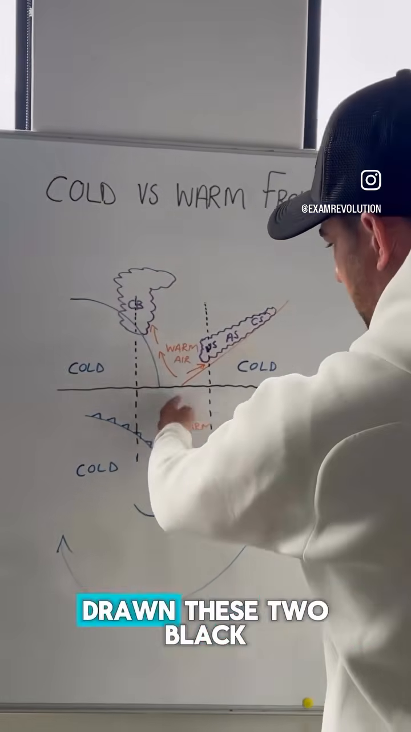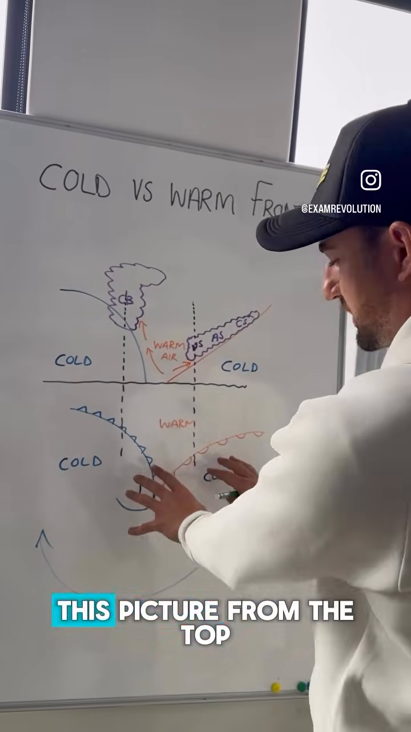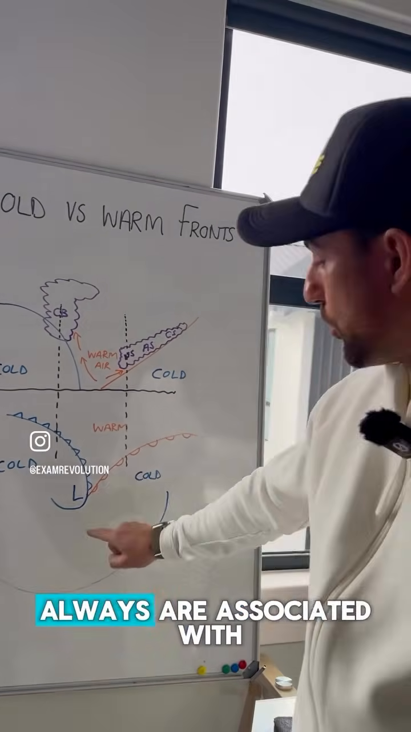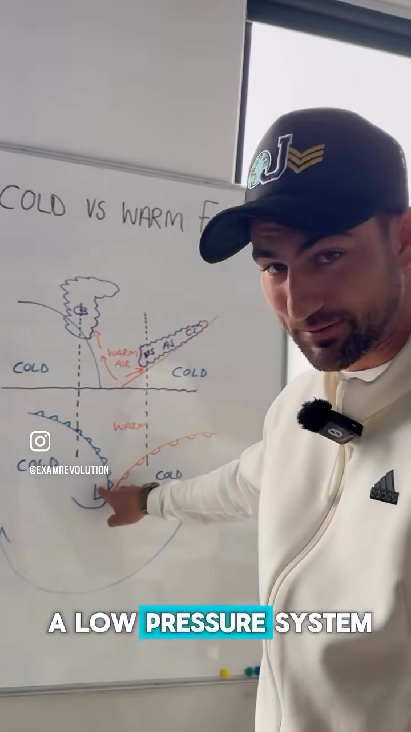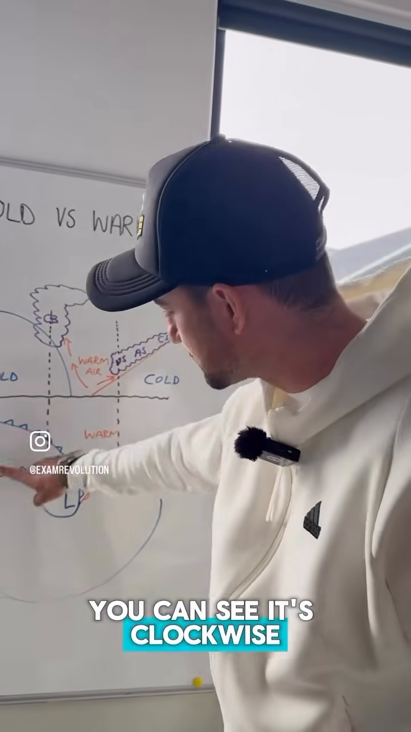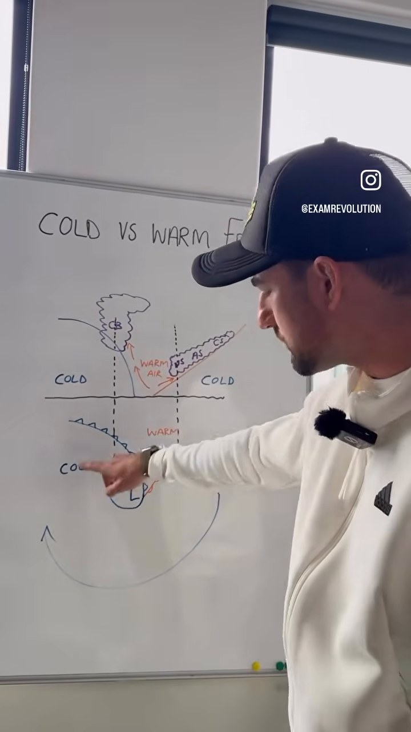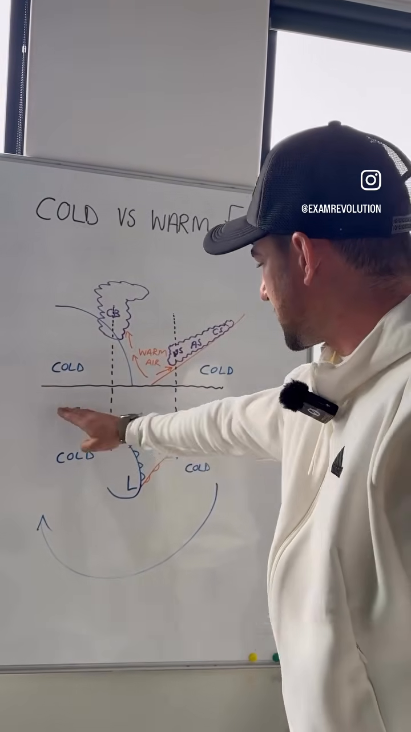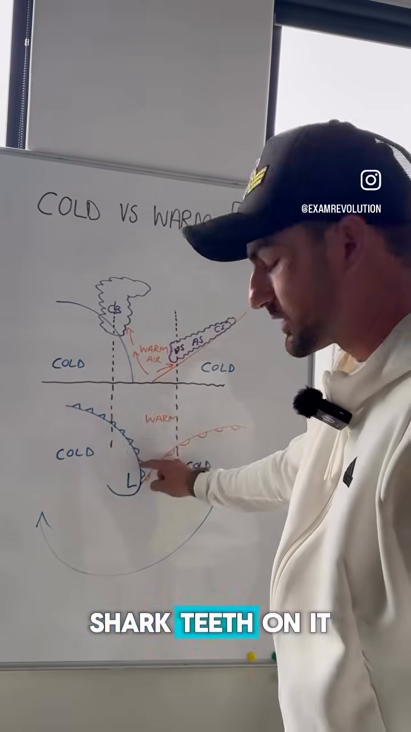The reason why I've drawn these two black lines is you can now imagine if you're looking at this picture from the top, fronts, by the way, always are associated with a low pressure system, not a high pressure. That's important to remember. This picture is drawn for the southern hemisphere. You can see it's clockwise movement around the low pressure system here. And basically what this depicts, a blue line with shark teeth on it depicts a cold front.